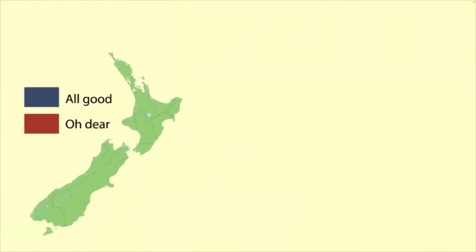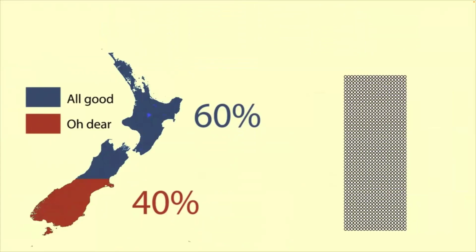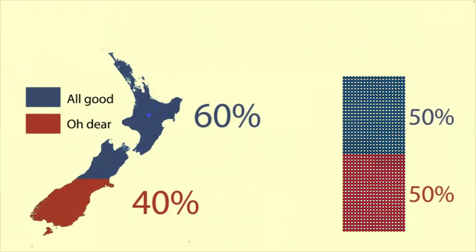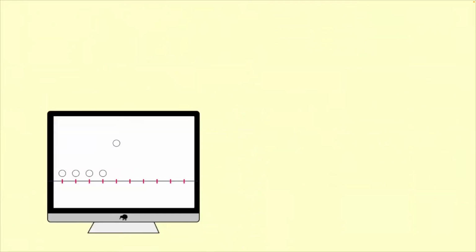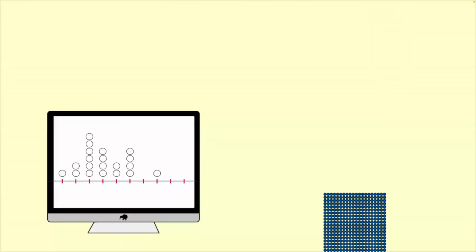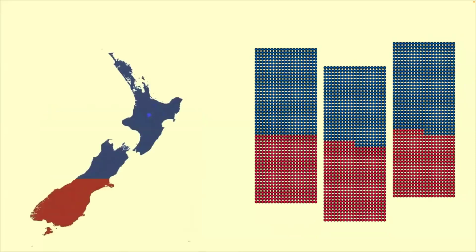For example, let us assume that 40% of the population of New Zealand think the economy is getting worse. If we took a sample of 1,000 people, how likely is it that 50% or more of them will say that they think the economy is getting worse? We can work this out using probability theory, or we can run a simulation on a computer to see what we would expect from a whole lot of samples of size 1,000 taken from a population with 40% thinking the economy is getting worse.